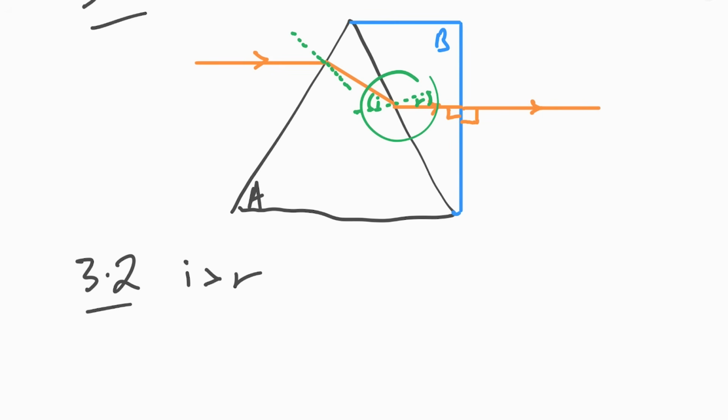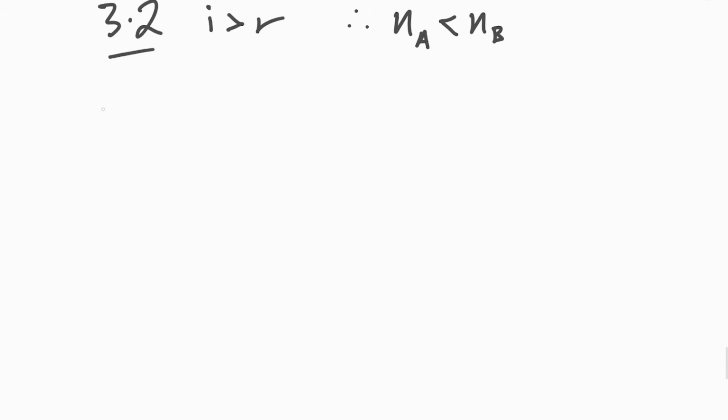And you should know, just as a rule of thumb, that the angle is greater when the ray is traveling faster, as it were. So the light wants to get away from the normal. And so we can say that the refractive index of A is less than that of B. So there we go. Okay, 3.3.